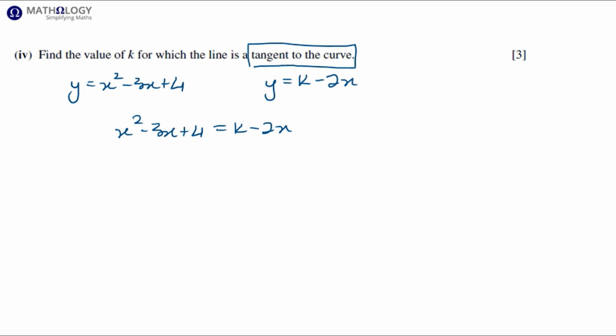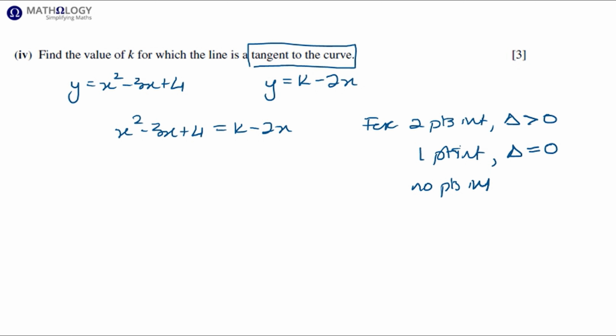Now for 2 points of intersection, this would imply two real unequal roots. In terms of your discriminant, that means that delta is greater than 0. For 1 point of intersection, that's real equal roots, delta would have to equal 0. For no points of intersection, non-real roots, delta will be less than 0. So you need to just bear that in mind.